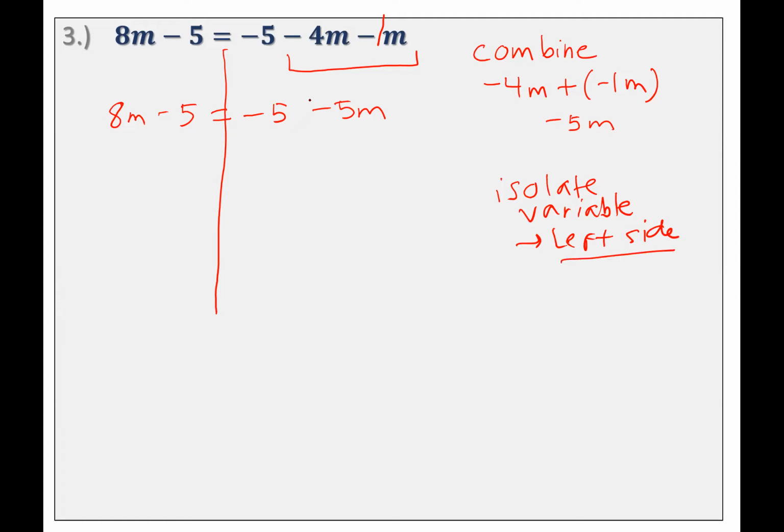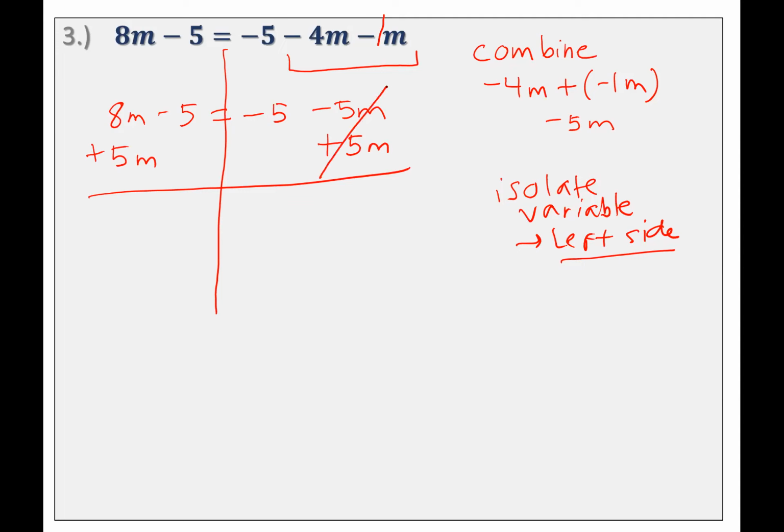So let's look at that minus 5m or negative 5m. The opposite of minus 5m would be plus 5m. So I'm going to add 5m to both sides. So I'm writing plus 5m. Notice how I'm writing it right underneath the terms that have m. I'm trying to line up my like terms. So on the right side, that minus 5m plus 5m, those cancel out.